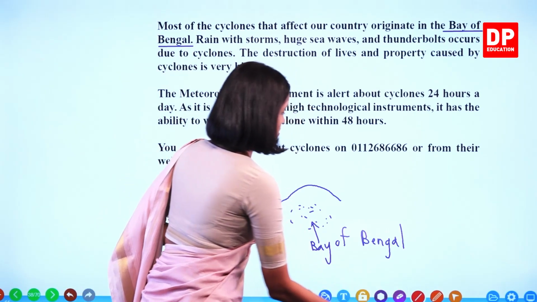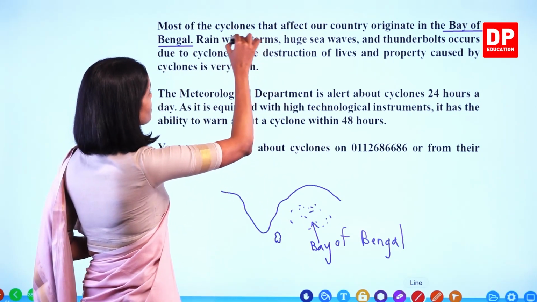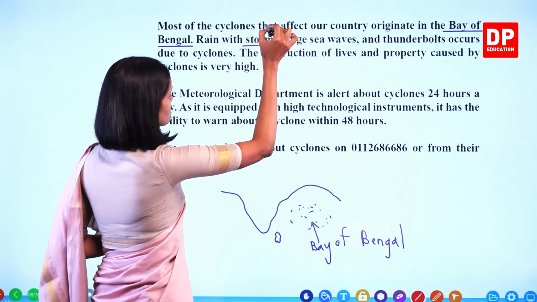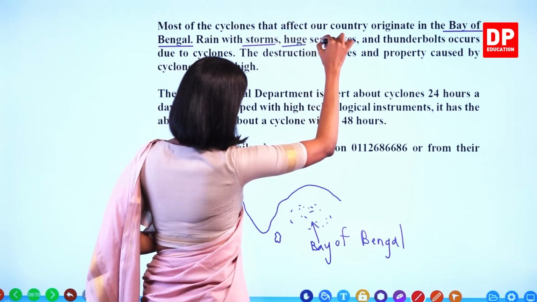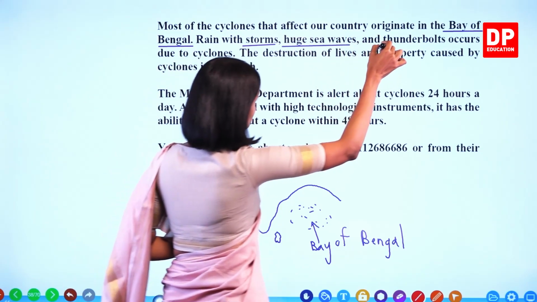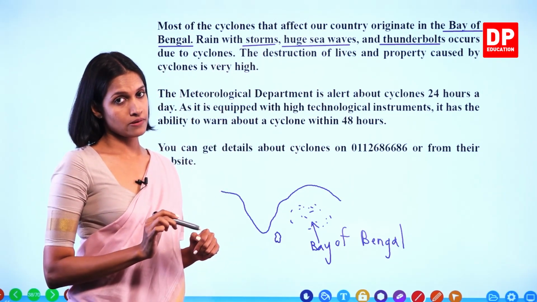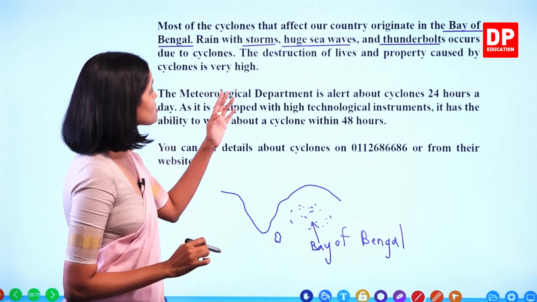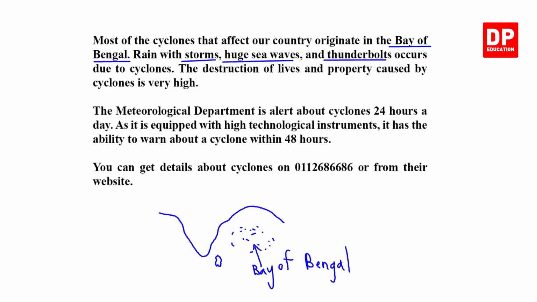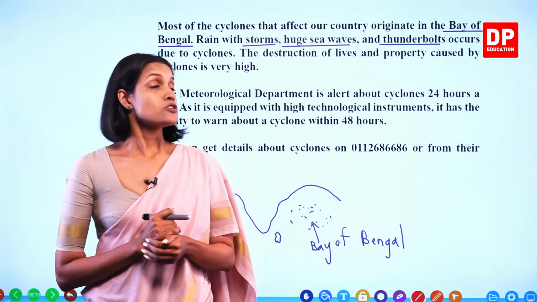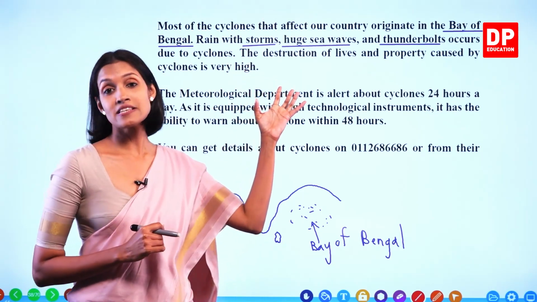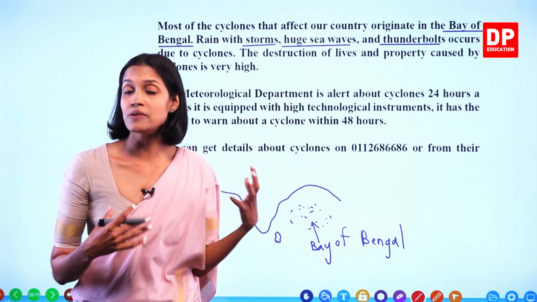We'll go through what the harmful effects are. Rain with storms, huge sea waves, and thunderbolts occur due to cyclones, right? The destruction of lives and property caused by cyclones is very high. So remember, children, according to the place where these cyclones take place, we can give them different names.